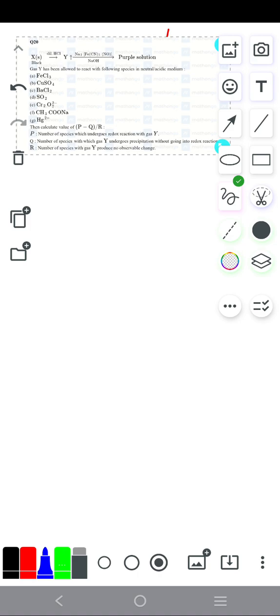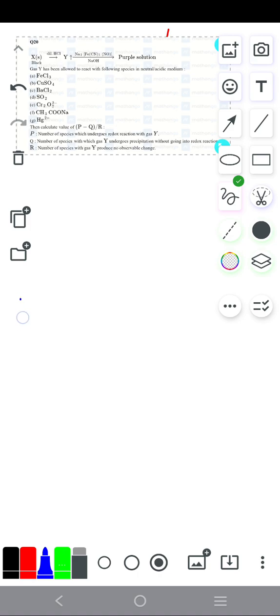And in the Q part we have been asked for the precipitation reaction in which redox will not happen. Without undergoing redox, a precipitate will be formed. And in the R part, the reaction may happen or might not happen, but there will be no change. There will be no color change, or no precipitation or gas evolution. There would be no such thing. So let's see one by one.